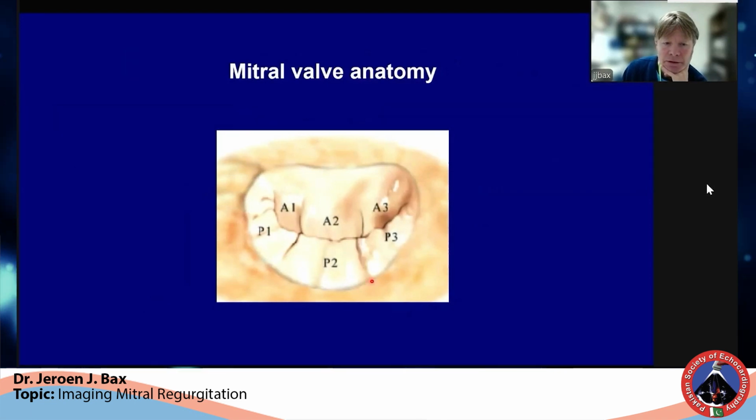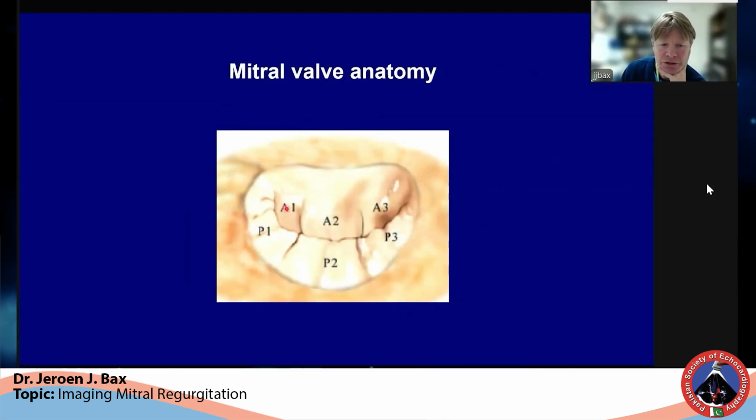Here you see the valve anatomy. We have two parts. An anterior part, which is split in A1, A2, A3. We have a posterior part, which is split in P1, P2, P3. These are the commissures here at both ends.